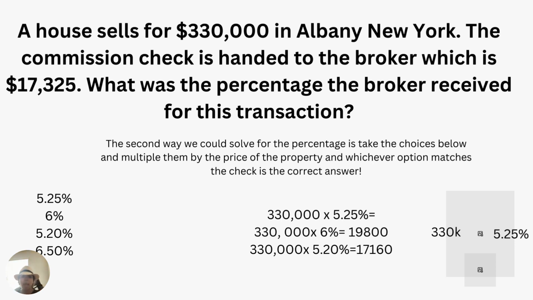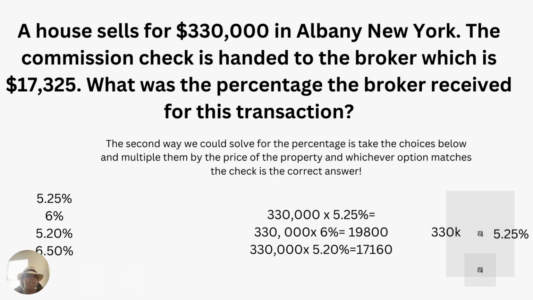So for instance, I'm going to say 330,000, which I took from the home sale, times 6%, and it's going to give me 19,800. Well, that's not 17,325, so I know that's not the answer, right? Then if I say 330,000, the home sale, times 5.2%, that equals 17,160. So that's not the answer either, because the commission is 17,325. But if I say 330,000 times 5.25%, that is simply going to give me 17,325.